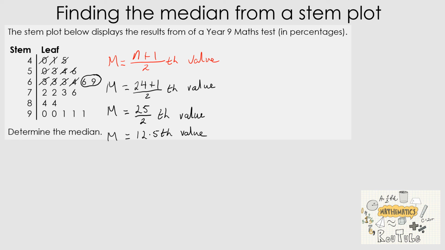So the two values we have are 66 and 69, and we add those together and divide by 2, which gives us 135 divided by 2, which gives us 67.5. So that should be our median value, 67.5. And because we know in this question we're talking about percentages, we can be confident that the median value is 67.5%.